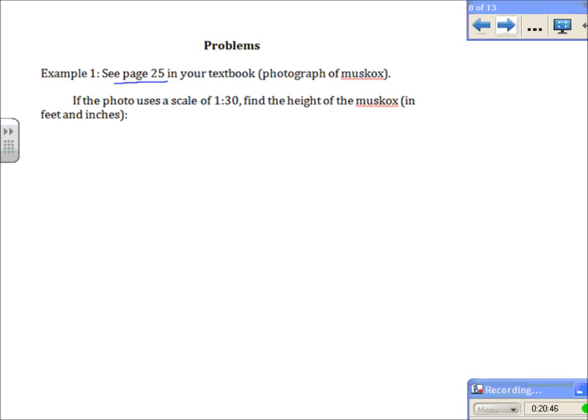Okay, so we should be looking at page 25 in our textbook, and there's a photograph of a muskox there in the example. It's called, I think, example 1 on page 25. It says there, if the photo uses a scale of 1 to 30, find the height of the muskox, okay, in feet and in inches. Okay, so what I'm looking for is the actual height. I would like to know what is the real life height.